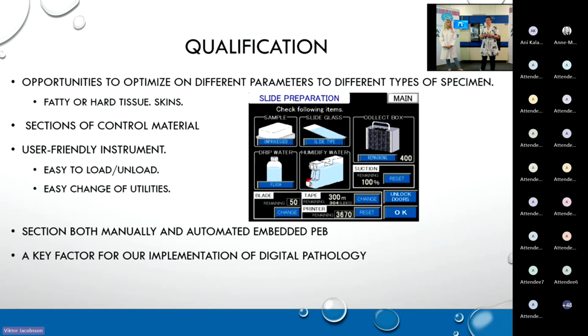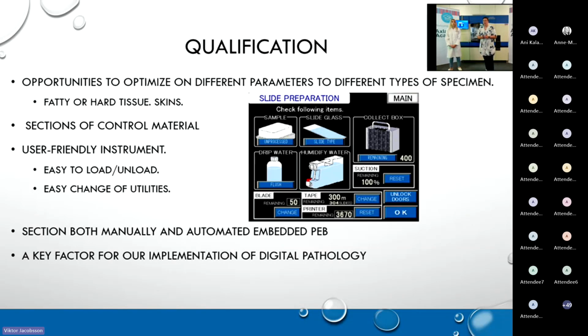And again, it's because the quality is so important, especially when you are fully digitalized. So if we are doing different protocols for fatty tissue or hard tissue, maybe our quality will improve even more than it already has.